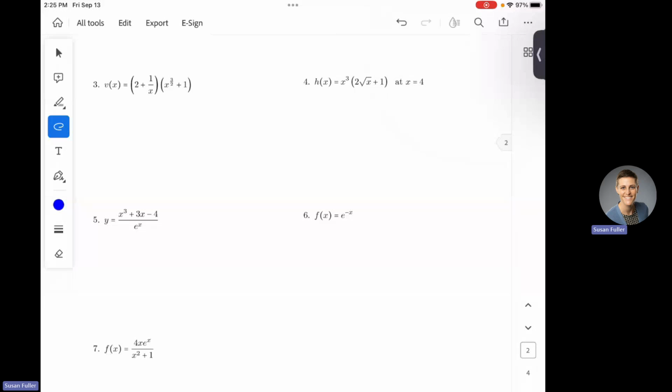Hello, everyone. I wanted to make a video for you to help you with a few things in the product and quotient rule that we didn't get to. I wanted to show you a few more examples. So we're just going to start with some of these that we didn't get to in the notes.